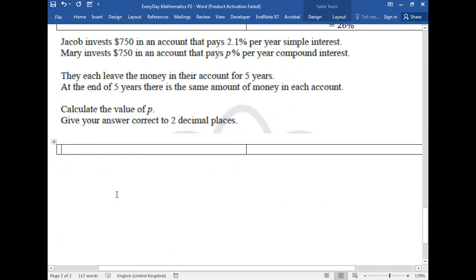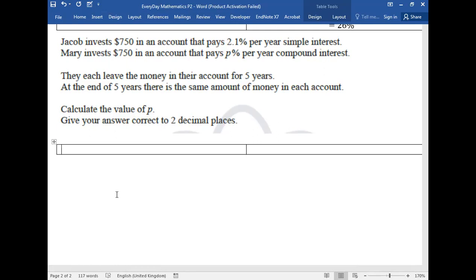Again, it is a 5-mark question, a higher order everyday mathematics question, a question which was difficult for the majority of the students, so I'll help you solve it. Jacob invests $750 in an account that pays 2.1% simple interest per year. Mary invests $750 in an account that pays P% per year compound interest. They each leave the money in their account, and at the end of 5 years, there is the same amount of money in each account. Calculate the value of P.